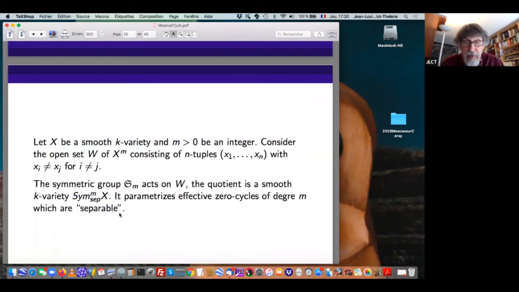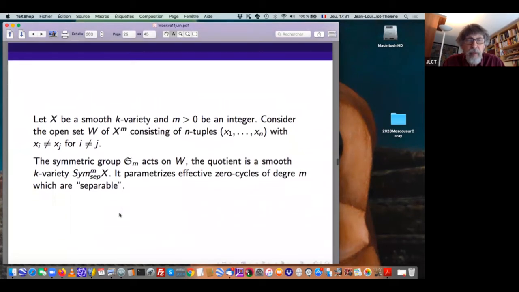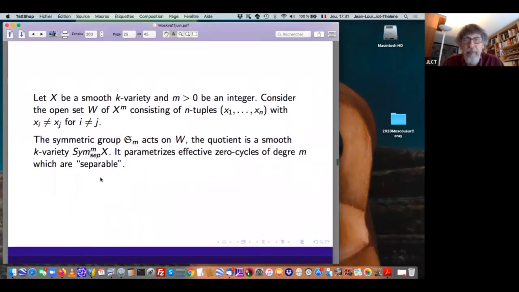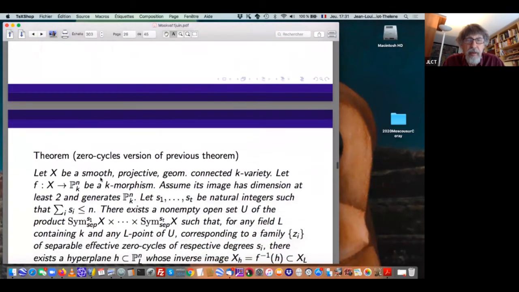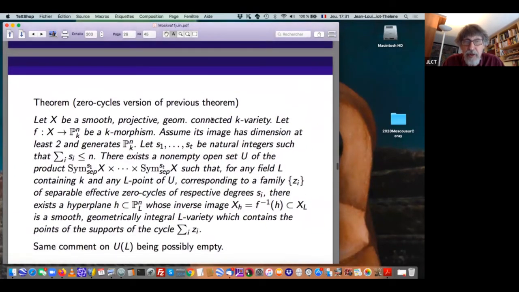By the way, I was looking for literature on how Sym represents 0-cycles. And in fact, there are quite good papers on this in the literature. In particular, I found the thesis by David Rydh, which is online. But here we're just using the separable part, which is quite easy. So now I have a 0-cycle version of the previous theorem. The previous theorem was about the product of X by itself R times. So now what we do is that we take a smooth projective geometrically connected variety, with a K morphism, make the same assumption that the image has dimension at least 2, and it generates P^n_K projectively. And then we take natural integers S1, ..., St, whose sum is at most little n.